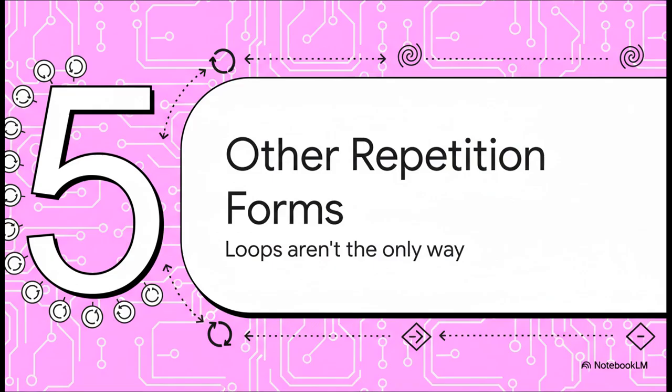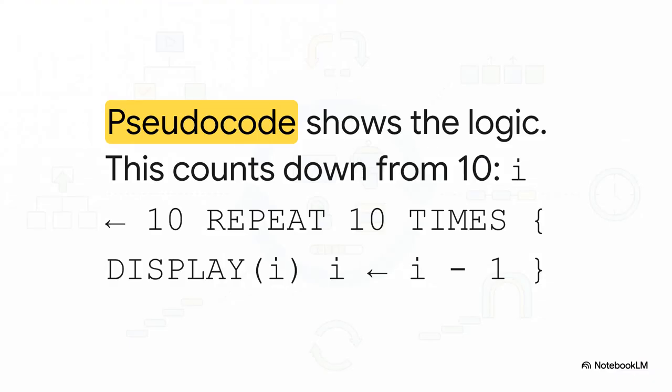Now, the for loop is like the trusty Swiss Army knife of repetition, for sure. But it's not the only tool in the toolbox. The core concept of repetition is totally universal in coding, and it pops up in a few other important ways. You see stuff like pseudocode, for instance, which is all about showing the pure logic of what you want to do without getting bogged down in the specific rules of, say, JavaScript or Python. This example here clearly shows the logic for a countdown. You set a counter, you repeat a set of instructions 10 times, and you subtract from the counter each time. The idea is the same no matter what language you're speaking.